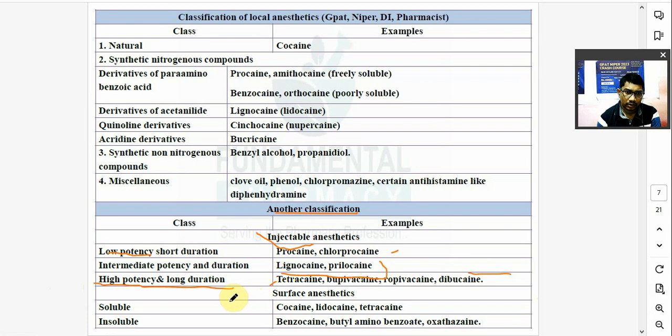Local और surface anesthetic. पहले injectable था. Local में soluble कौन से है? Cocaine, lidocaine, tetracaine. They are soluble. Insoluble कौन से है? Benzocaine, butyl aminobenzoate and oxethazaine. Okay. So this is a classification. Classification समझ में आया? Yes or no?